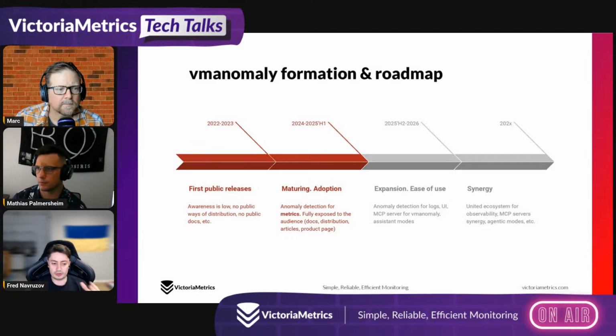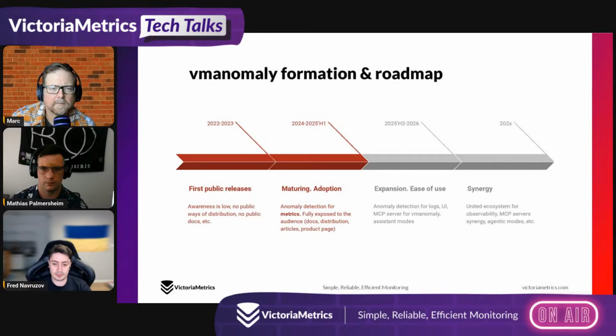We started with anomaly detection for metrics, obviously, because by that time we had the metrics database and metrics ecosystem. So right now, vmanomaly is fully exposed to the audience. You have docs, you have a distribution mechanism, you have image registries, you have deployment options like vm operator, Docker images, Helm charts. You have a product page if you need more business audience being involved.